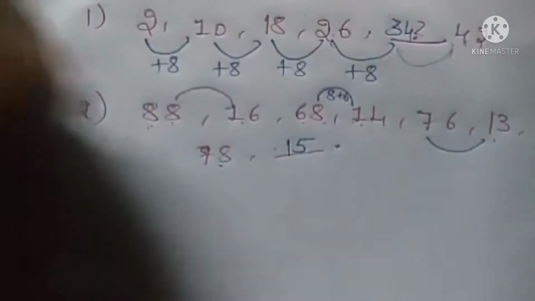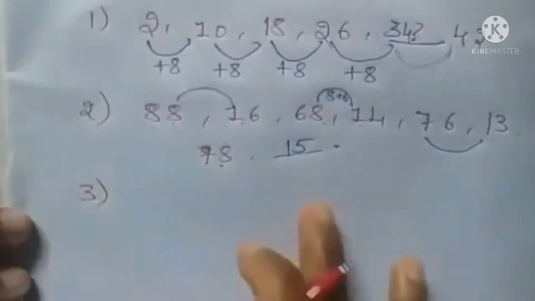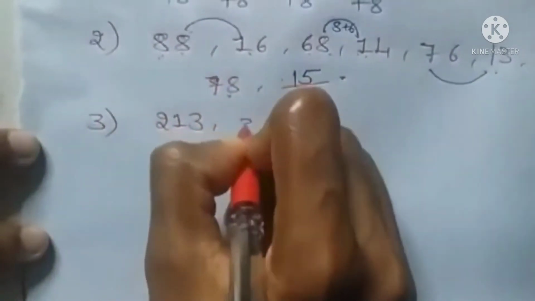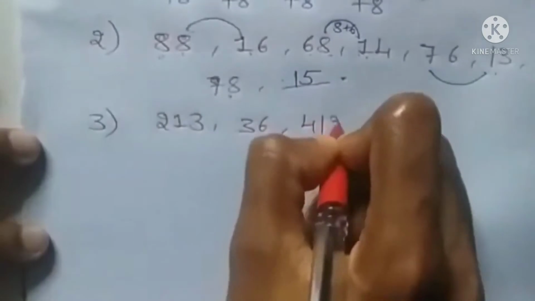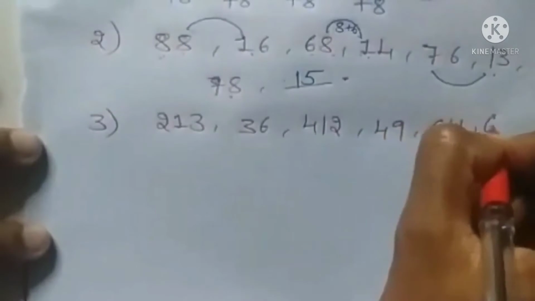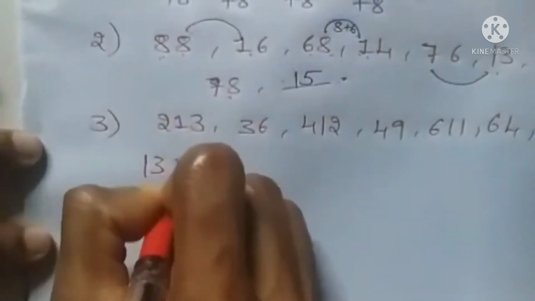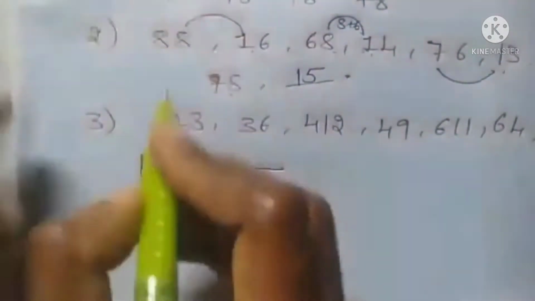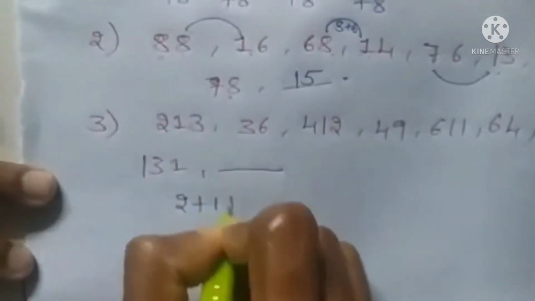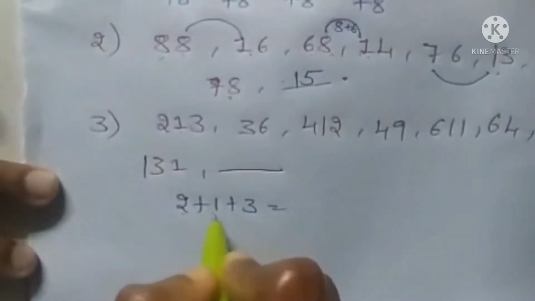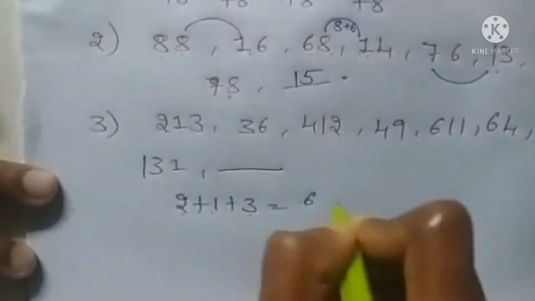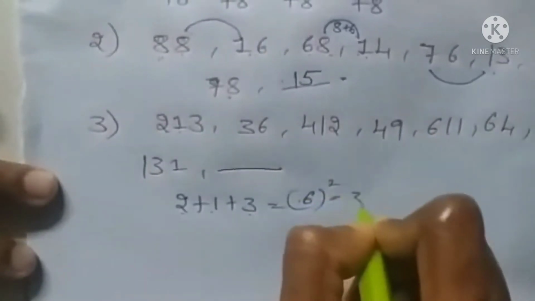Now let us see our third question. That is 213, 36, 412, 49, 611, 64, 131. So the next answer is. Now observe very carefully. 2 plus 1 plus 3, which is nothing but 2 plus 1, 3. 3 plus 3, 6. Yes. So 6. Now square this 6. How much will we get? 36.